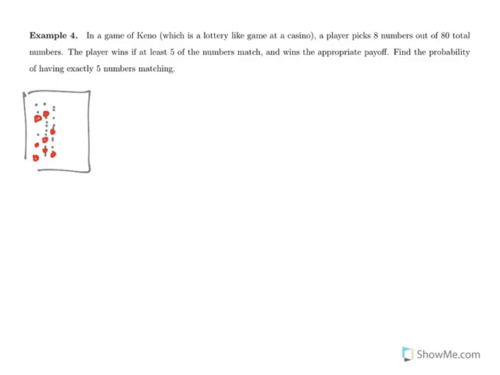So if all 8 of your numbers are winning numbers, maybe they pick 20 of them or something, then you win a certain amount of money. Here we're going to say find the probability of having exactly 5 of your 8 numbers matching. So 5 out of the 8 numbers total are going to be matching. And I did forget to put here that in Keno, there are 20 winning numbers chosen.